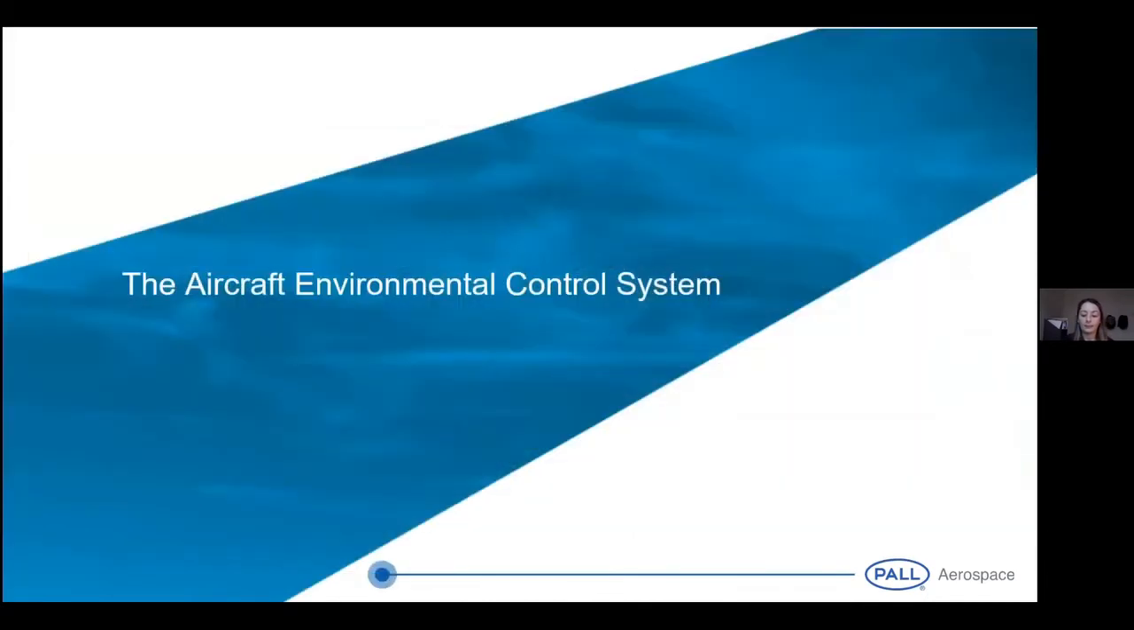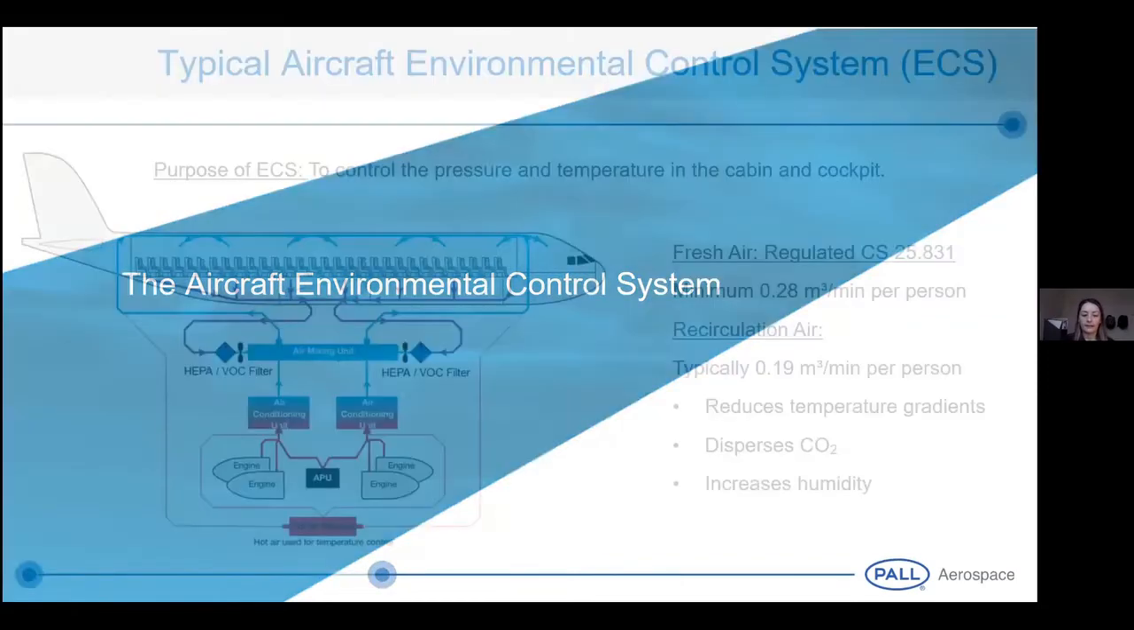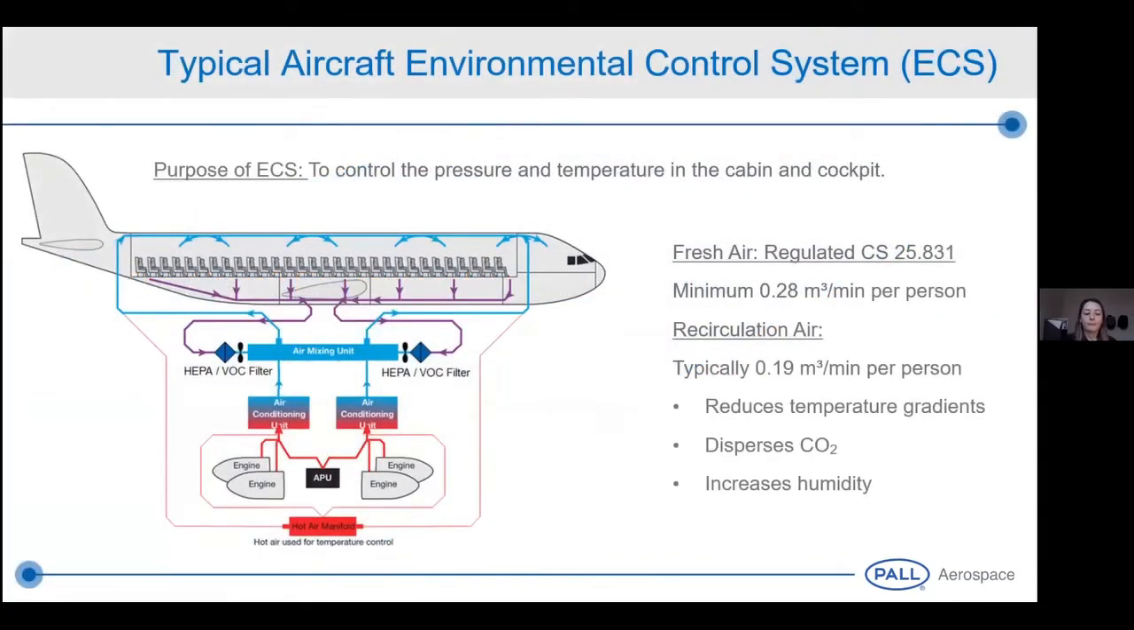I'm going to go into a little more detail on the aircraft's environmental control system. Thomas mentioned a few things on the percentage of recirculation air and what type of air we get in the aircraft. The air coming from the engine is at high pressure and high temperature, and it goes through the air conditioning unit, ACU, in order to be conditioned to the right temperature and pressure to be fed into the mixing unit.